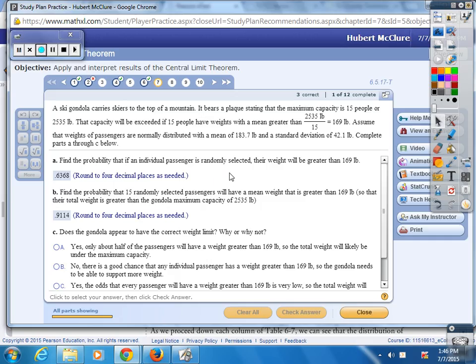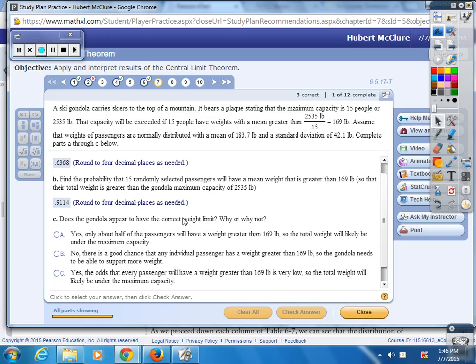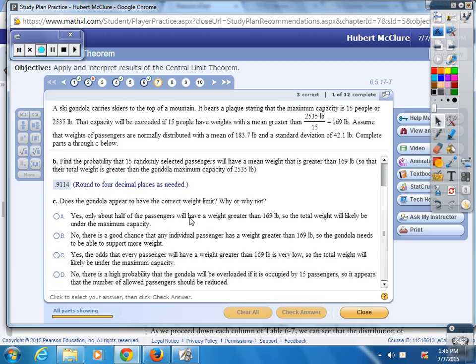Because now everybody eats at McDonald's 3 times a day, and gives their kids 2 or 3 cheeseburgers. And we won't even talk about the Coca-Cola. So, I don't know. Does the gondola appear to have the correct limit? I would say no. There is a good chance that this thing will fall and these people will die. That's what I would say.